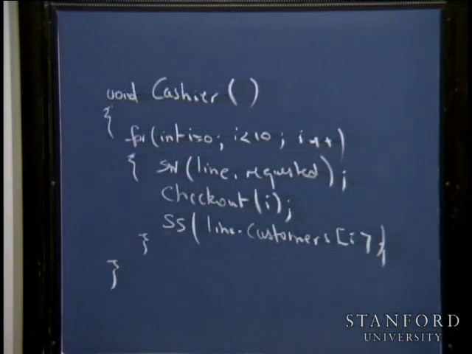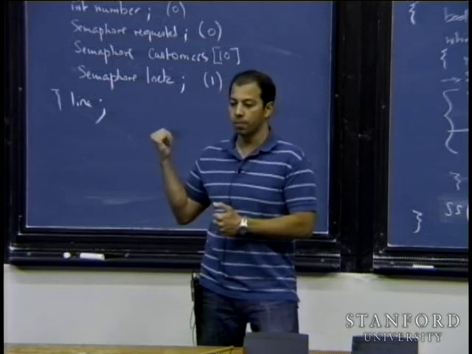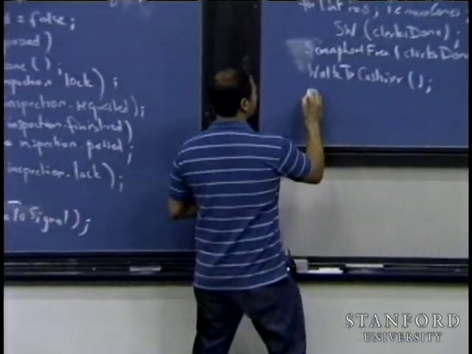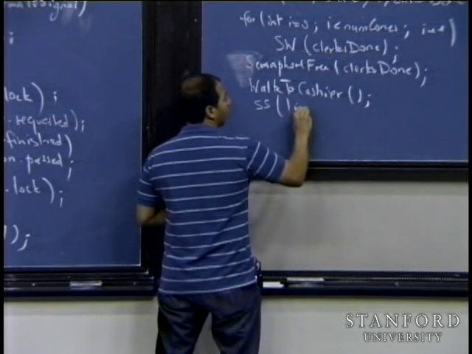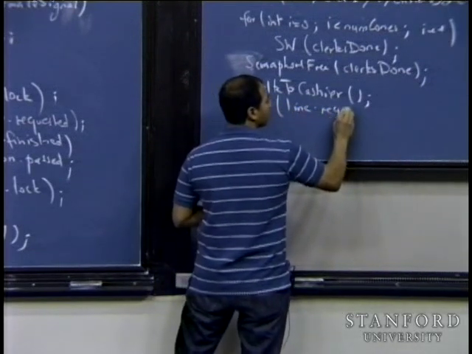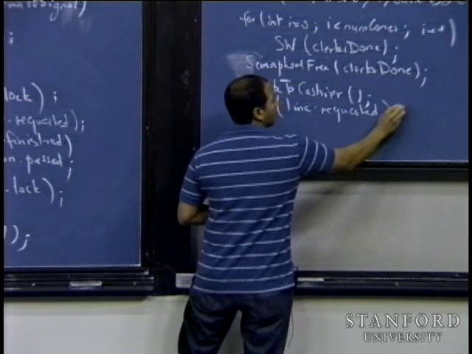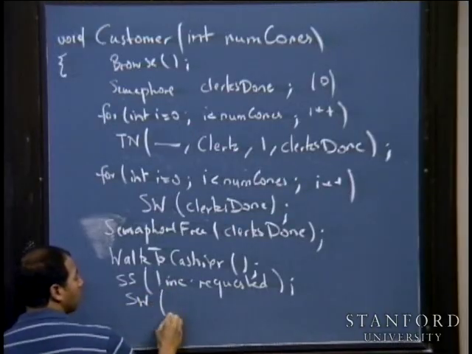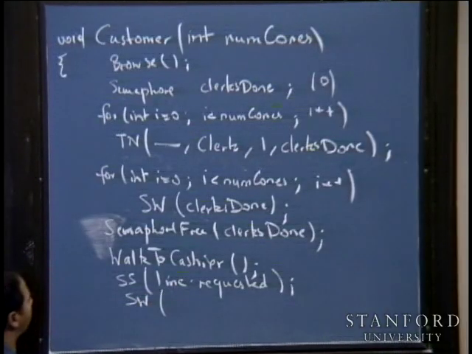Now let's get back to the customer. So you walk to the cashier, okay? What you want to do is signal to the cashier that you request a service and wait for the cashier to handle your bill, right? So you want to semaphore signal line.requested, and then you want to semaphore wait. Oh, I forgot something very important. I don't know my number, right? I didn't even get a number, okay?